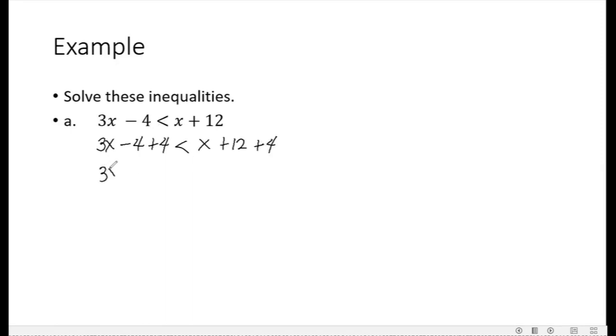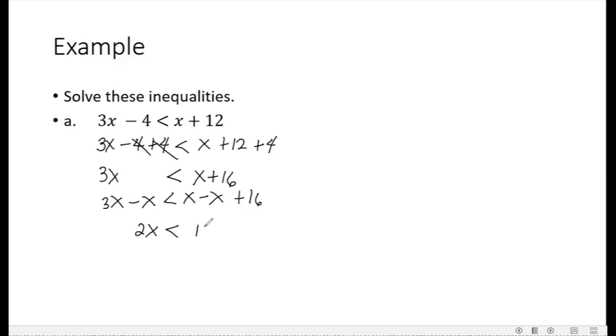Then bring down 3x; the negative 4 and plus 4 become 0, so eliminate that. Then bring down less than x, 12 plus 4 is 16. Plus 16. Then bring down our 3x. Let's put a minus x on the left, then x minus x on the right, plus 16. So 3x minus x becomes 2x. Then bring down less than. The x minus x is 0 already.